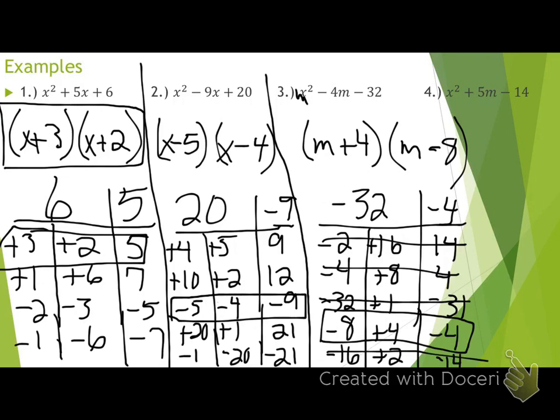Questions on 3? There's my answer. That's the factored form of my polynomial. Questions on it? Last one. Can I erase all these to give me room for number 4? Yes.